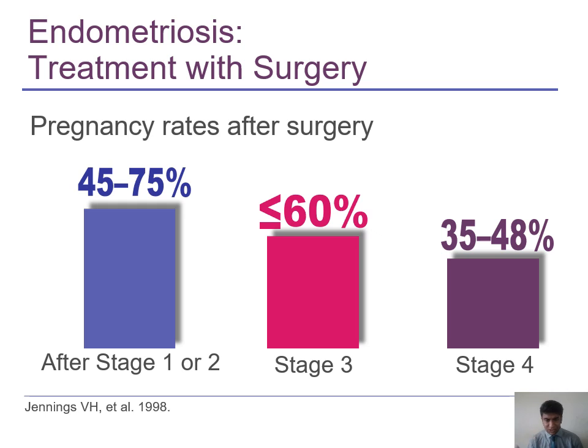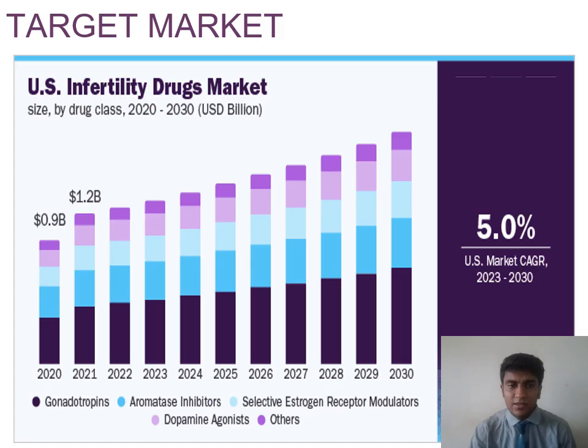Looking at pregnancy rates after surgery, after stage 1 there is a 45 to 75% chance of pregnancy. After stage 3, there is a 60% chance. And after stage 4, there is a 35 to 45% chance. This is how treatment with surgery can help lead to pregnancy, gestation, and parturition. The target for infertility drugs shows an expected growth of 5% CAGR from the year 2023 to 2030, for hormones like gonadotropins, aromatase inhibitors, selective estrogen receptor modulators like tamoxifen, dopamine agonists, and other hormones.